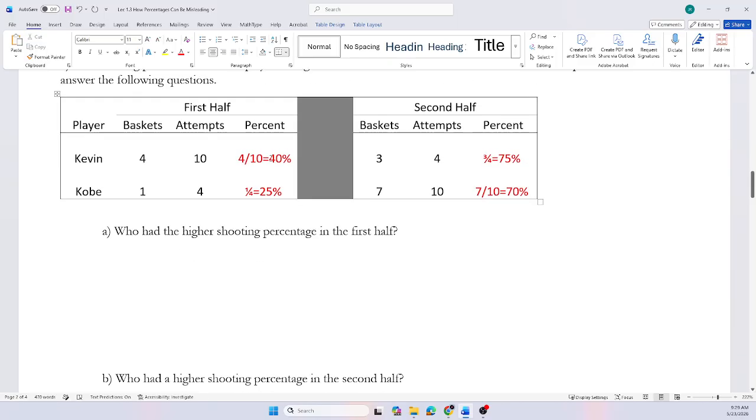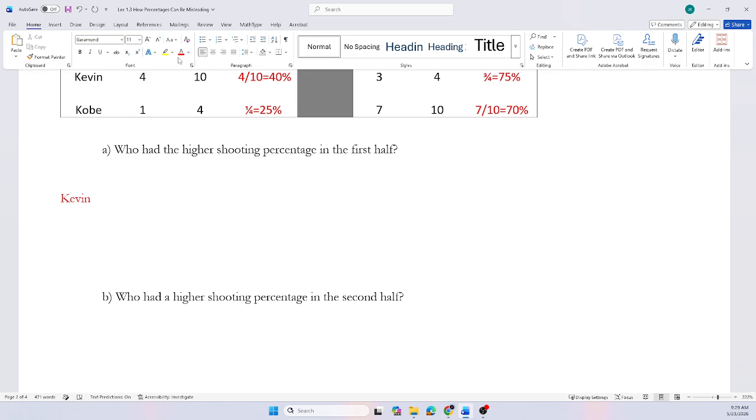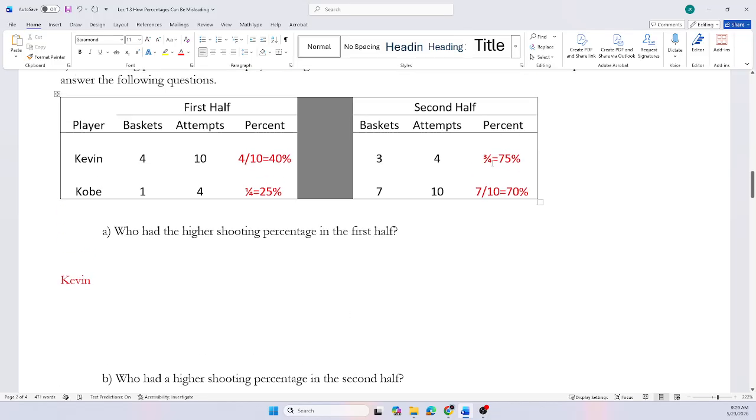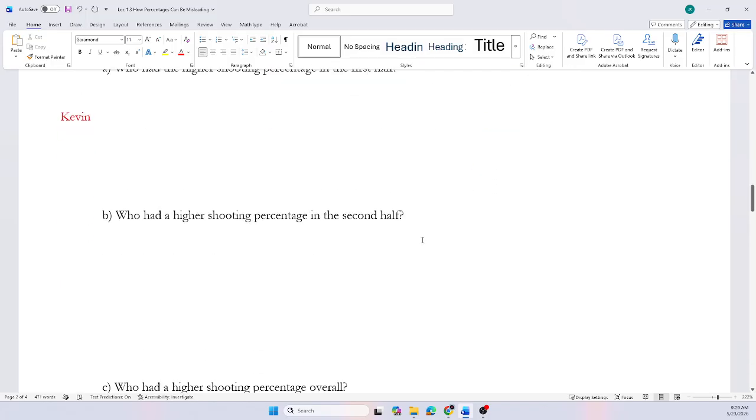So now that the table is complete, let's answer the following questions. The first question asks, who had the higher shooting percentage in the first half? Well, in the first half of the game, Kevin made 40% of his baskets and Kobe made 25%. So Kevin has the better shooting percentage in the first half. The next question asks, who had a better shooting percentage in the second half? And we look at the percentages. In the second half of the game, Kevin was 75% accurate. Kobe was 70% accurate. So Kevin was the better shooter in the second half.